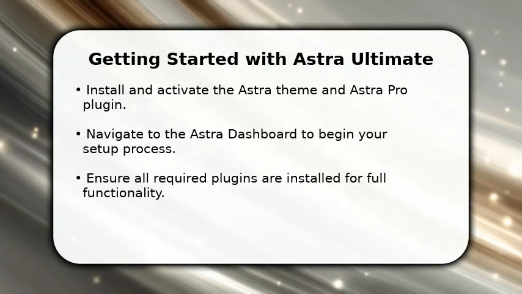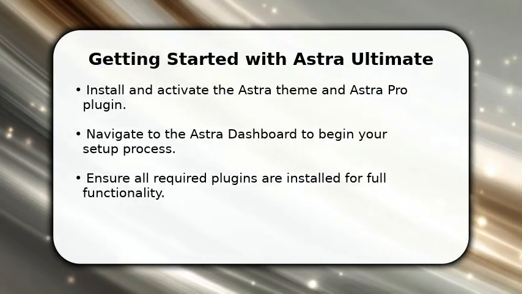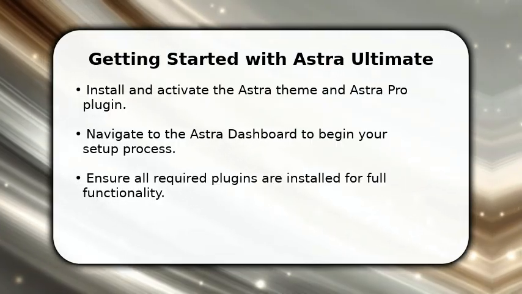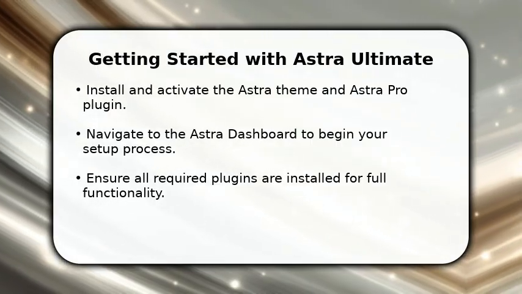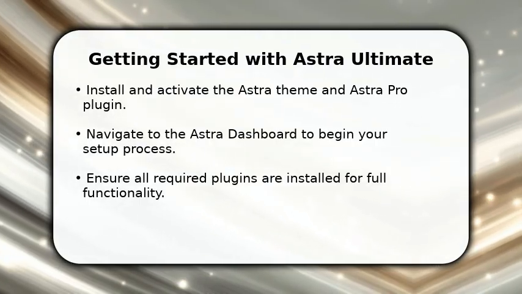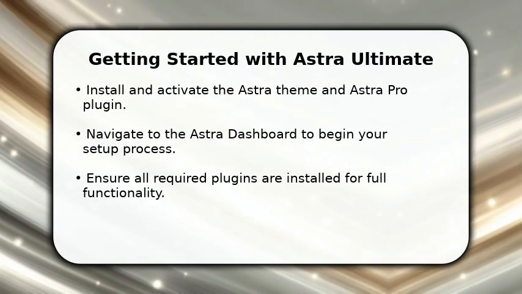In this video, I will explain how to use Astra Ultimate. First, you will need to install and activate the Astra theme and the Astra Pro plugin on your WordPress website. Once activated, head over to your Astra dashboard. This is your central hub for all settings and features.